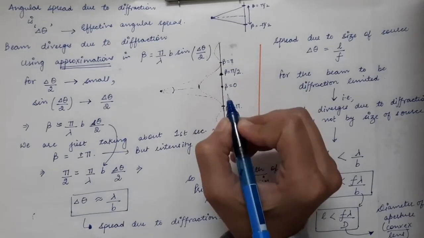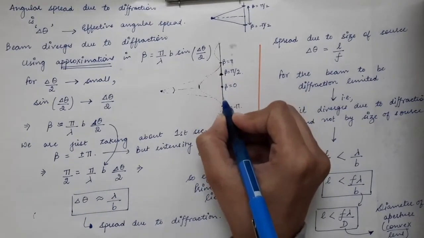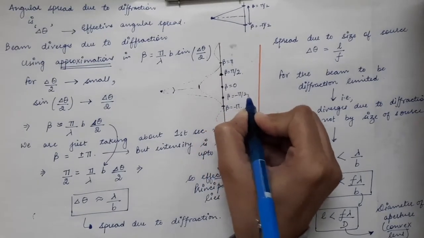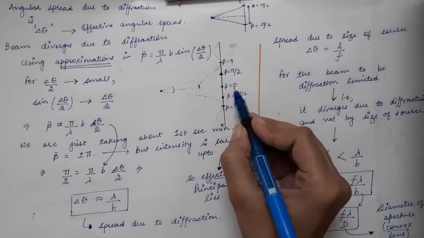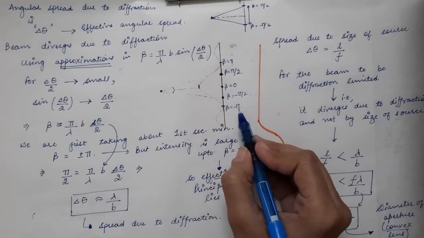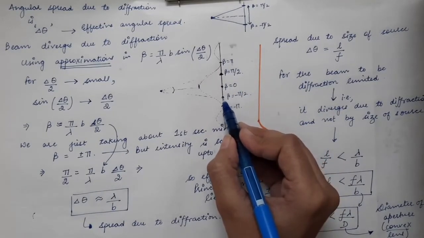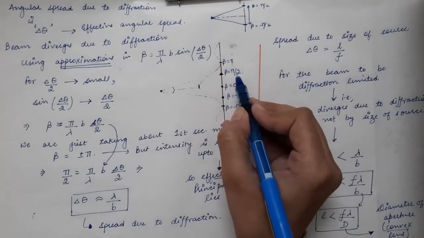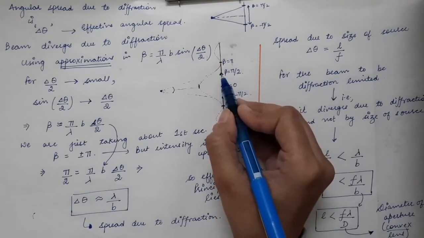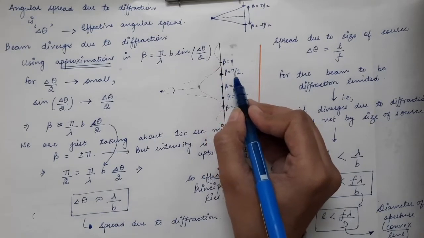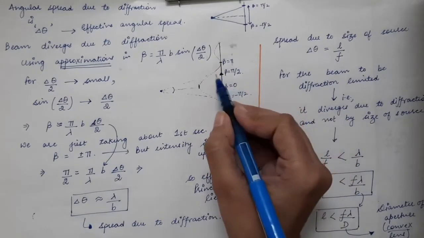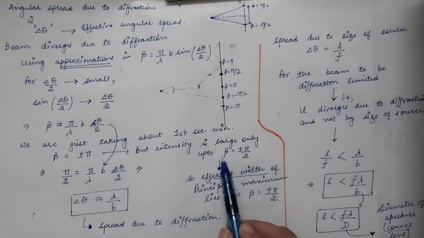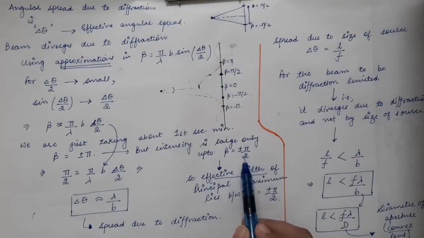We will consider this point on the screen, as well as we will consider the point on the screen where beta is equal to minus pi by 2. That is between beta is equal to 0 and beta is equal to minus pi. We take one point on the screen where beta will be equal to minus pi by 2 and beta is equal to pi by 2. So at this point of beta, that is at pi by 2, the intensity is large. So it is large only up to beta is equal to plus minus pi by 2.